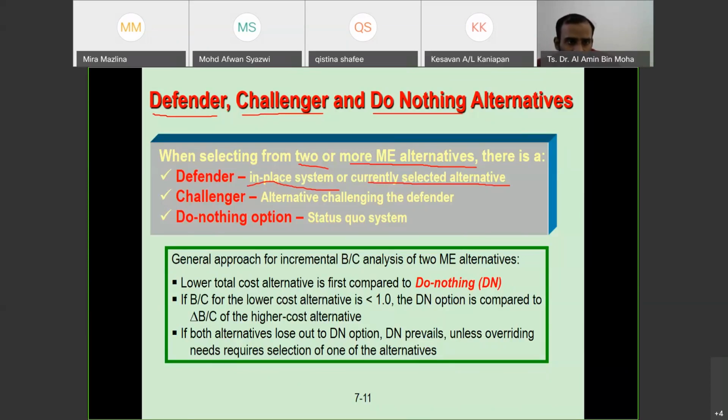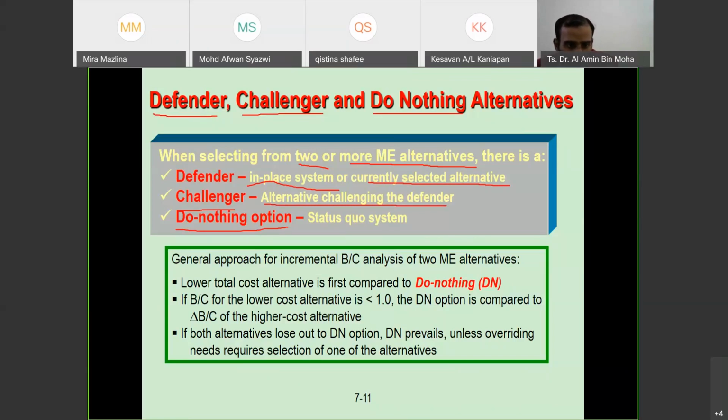And we have the challenger. The challenger is the alternative challenging the defender. It means the new project that we want to consider. And we always have the do nothing option, which is the status quo of the system. It means that we're not going to do anything.